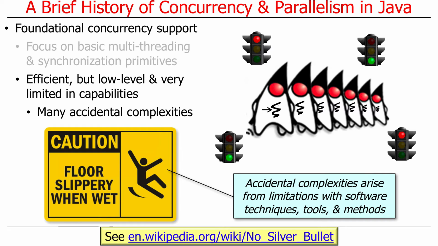So accidental complexities are problems that arise from limitations with software techniques, tools, and methods, as opposed to inherent complexities, which are properties of domains, right? Something is hard because it's just fundamentally hard. This is hard because people didn't do a very good job of designing the features as we might like. And you can read more about the concept of an accidental complexity at that web link, which talks about a famous paper by a guy named Fred Brooks called No Silver Bullet. And he talks about inherent versus accidental complexities in software design.